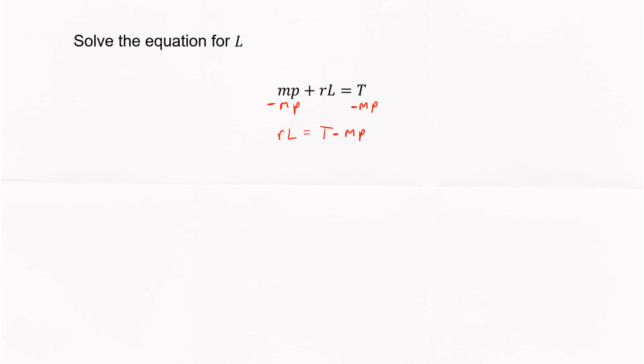Okay, the next step is to get L by itself. We do that by getting rid of the R, and we get rid of the R by dividing by R. Again, what we do on one side, we do to the other. So what's left is L equals, now we can write it a couple of ways, but let's write it as T divided by R minus MP divided by R. So the solution is L equals T over R minus MP over R, and that will be our answer.